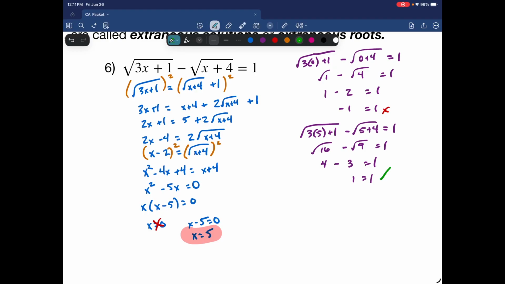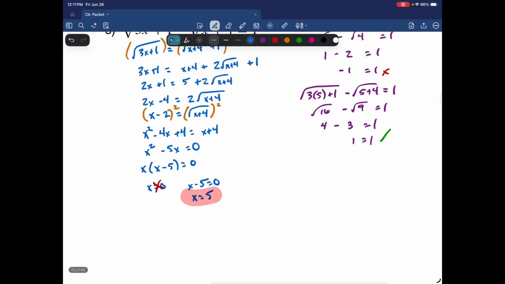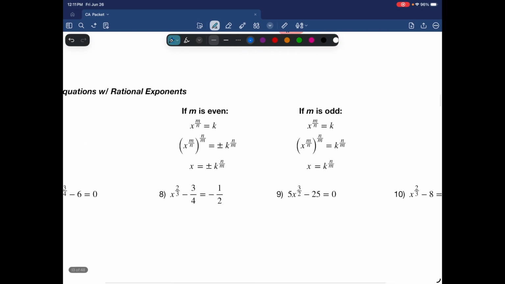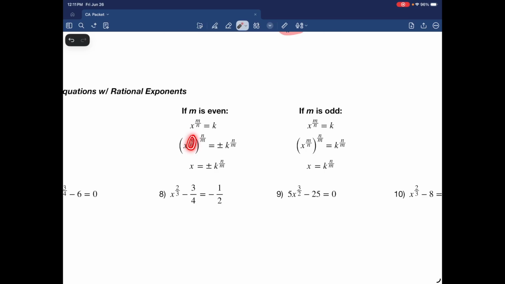So, equations with rational exponents. We can do something similar with these, but here's what we got going on. When you raise a power to a power, you multiply. So if you have a fractional exponent, you raise it to the reciprocal. As you can see right here, I'm going to multiply m over n by n over m, and that's going to get rid of the exponent. But whatever you do to one side, you do to the other. And if the power is even, then you have to do the plus or minus. If it's odd, you don't.